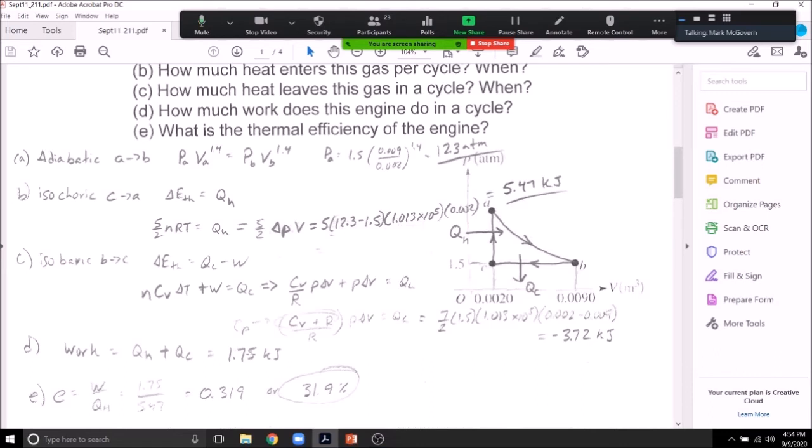Doing work in an adiabatic process is a little complicated, and that's why it's nice that we have these concepts here, because it allows us to do this work much easier. The thermal efficiency of the engine is going to be the work over the hot reservoir. So that's the 1.75 divided by 5.47, and we get an efficiency of around 32%. Not too shabby. So this is a fantastic problem.